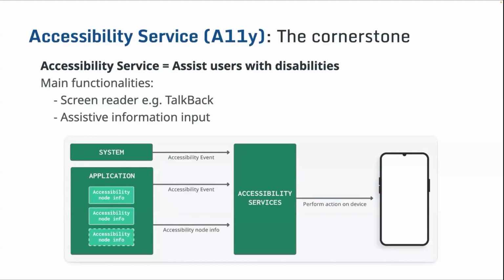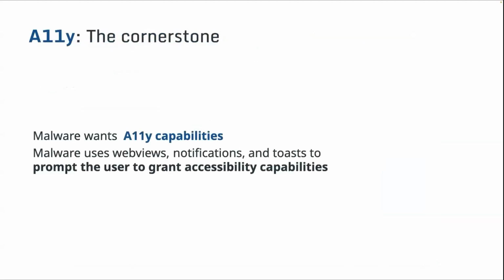So to understand this, we can think of different applications running on the system which generate accessibility events. These events are captured by accessibility services, which process them in order to understand what's going on, so they can provide some assistance to the users. The malware developers are well aware of these possibilities that accessibility services offer. So malware will try at any cost to get these accessibility capabilities.